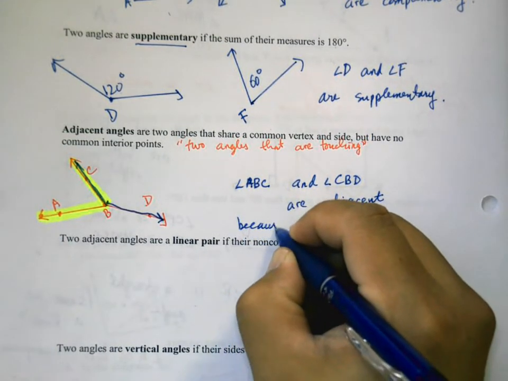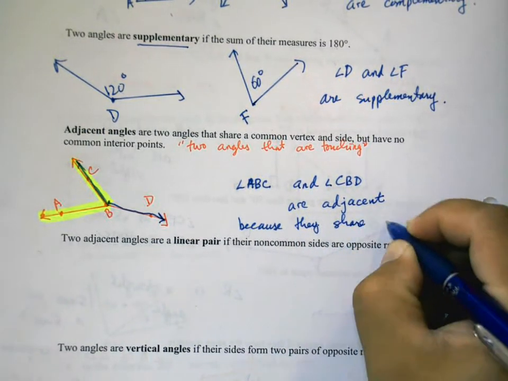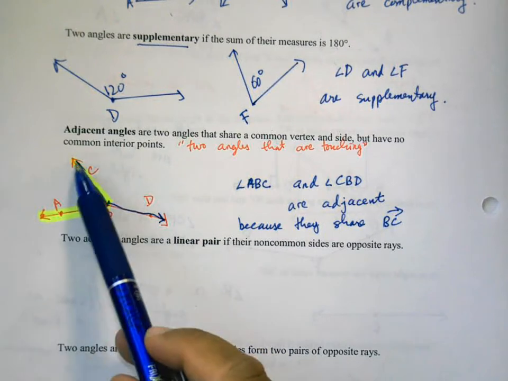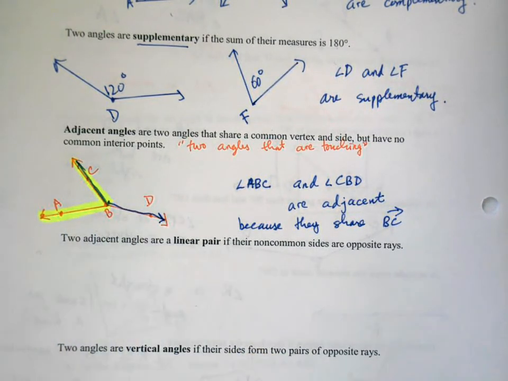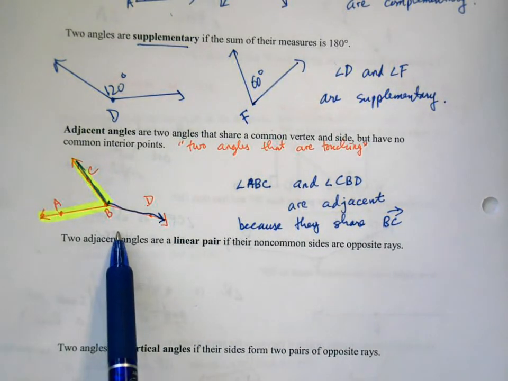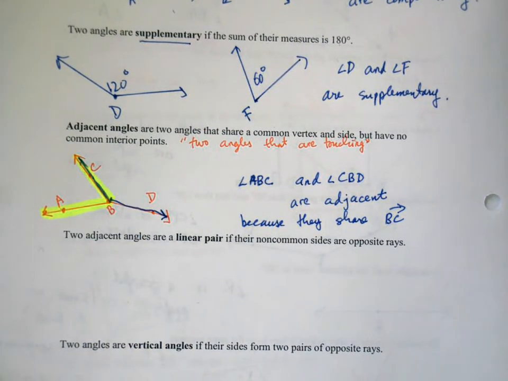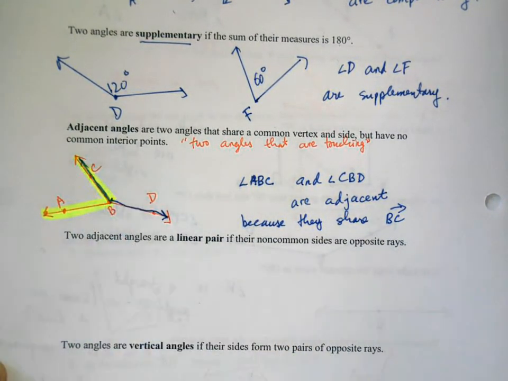because they share ray BC. So BC is the ray here that's a part of ABC, and it's also part of CBD. You can look at this picture, and maybe for you to work it out, try to think of two other angles in here that are also adjacent. They basically have a common side that's being shared between the two of them.